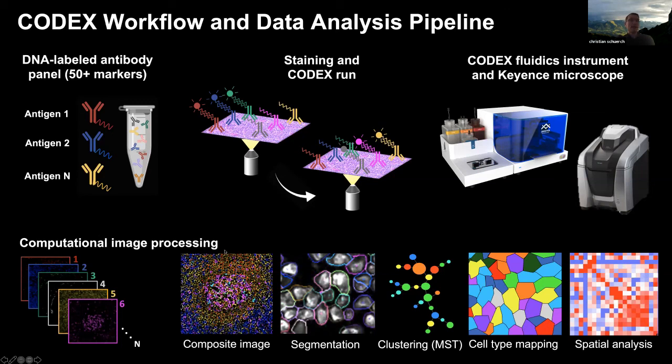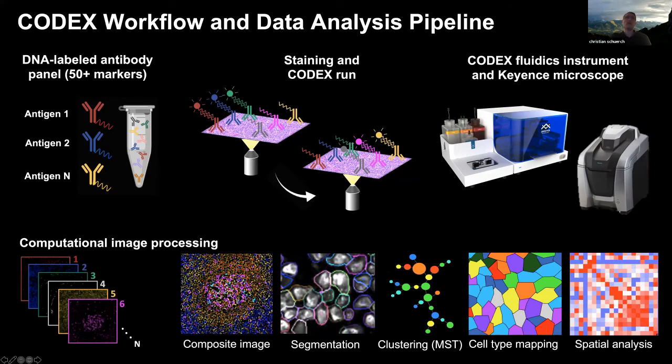We create high dimensional hyperstacks, which we use to segment out the single cells and quantify the marker expression per single cell and also its XY position in the tissue. Using this data, we can then do flow cytometry type analysis, such as cell type clustering. We can map the cell types back into the tissue, and we can also do more complex spatial analysis.